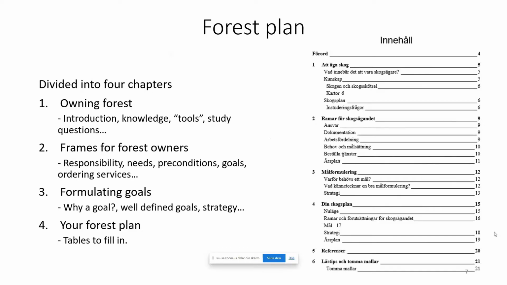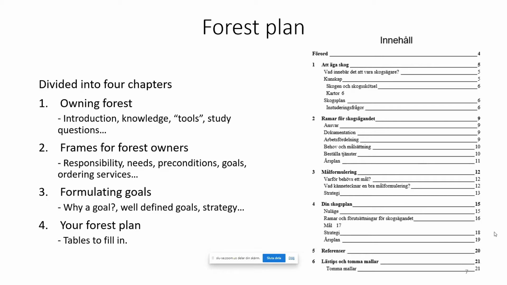So after the evaluation, I reworked the forest plan, and it is divided into four chapters. The first one is about owning forest. It includes an introduction about being a forest owner, some knowledge that can be good to have, some useful tools that you have access to, and I also added study questions. They are not at all a complete questionnaire that, when you've done them, you know everything about owning forest, but more of an inspiration to where you can find information and find more inspiration as well for your forest property.